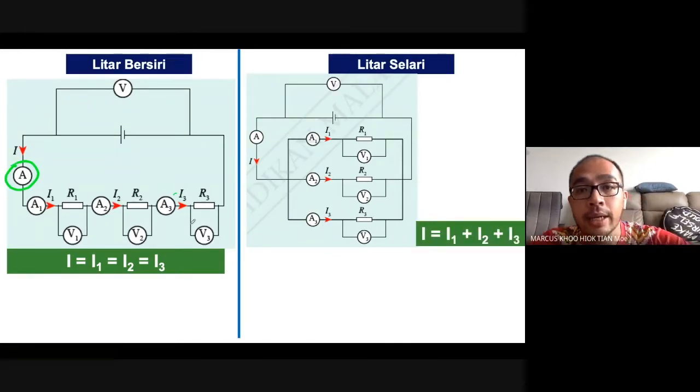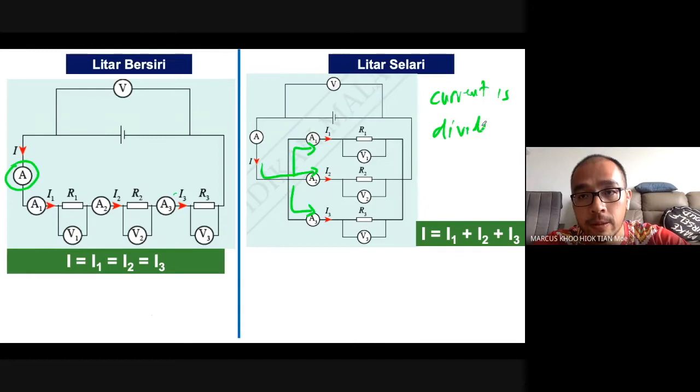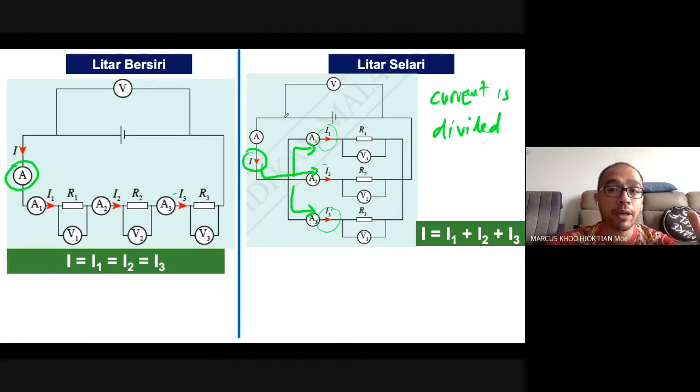Secondly, in the parallel circuit, the current flow, because di sini kan bila dia sampai di sini, it has to break into three parts. So in this parallel circuit, the current is different. Current is divided. Mungkin dia divided equally, mungkin dia akan divide mengikut dia punya resistance lah. This is a very important thing. And so the total of I1, I2, and I3 will give you the value of the main current. Because in a parallel circuit, current is divided.